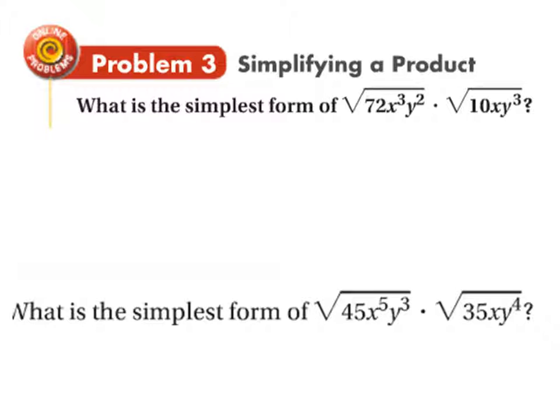So here I'm multiplying together. One thing you can do is I could rewrite this. So this could be the square root of 72 times 10 would give me 720. x cubed times x would give me x to the 4th. And y squared times y cubed would give me y to the 5th.